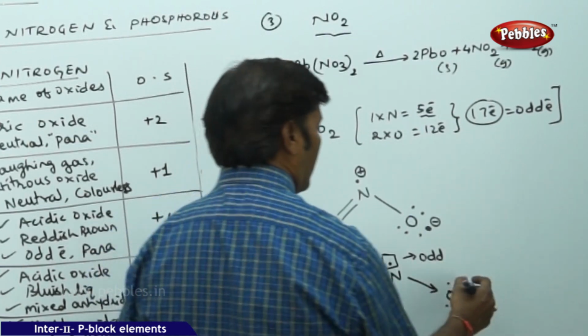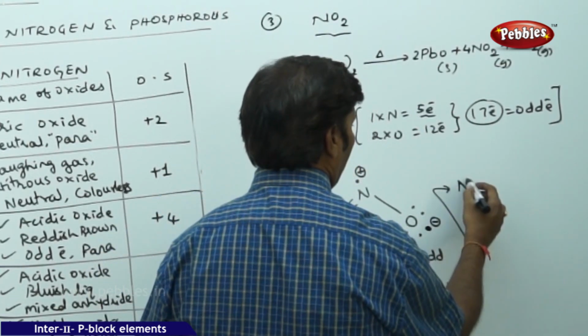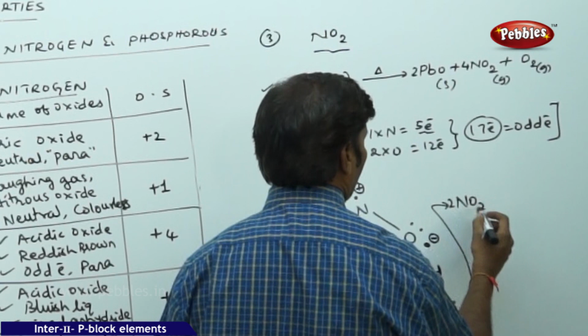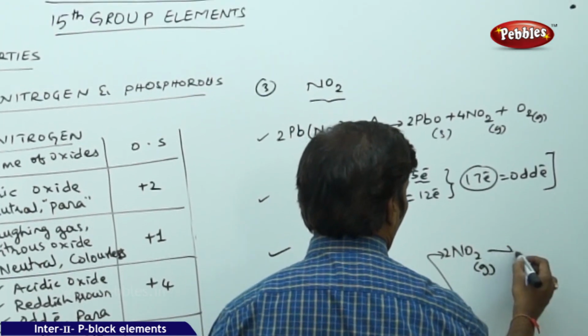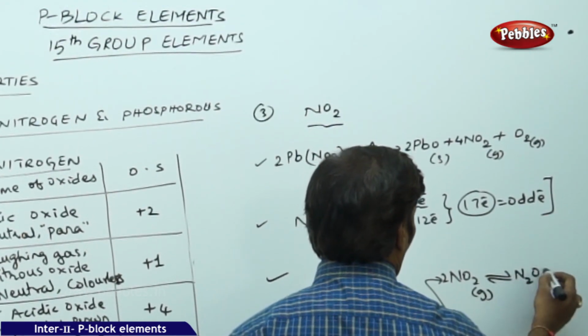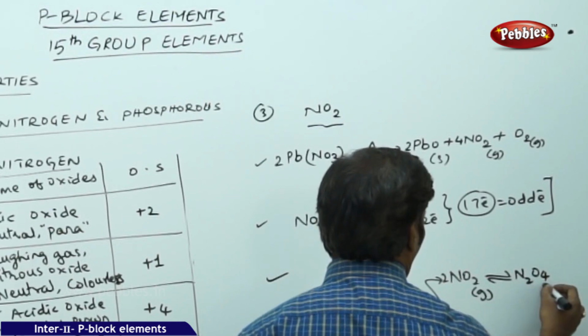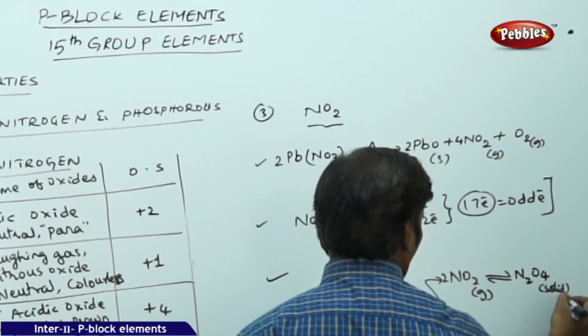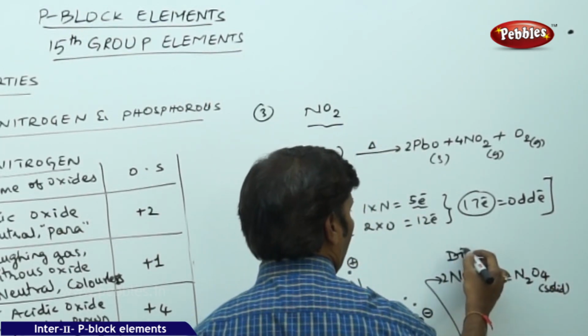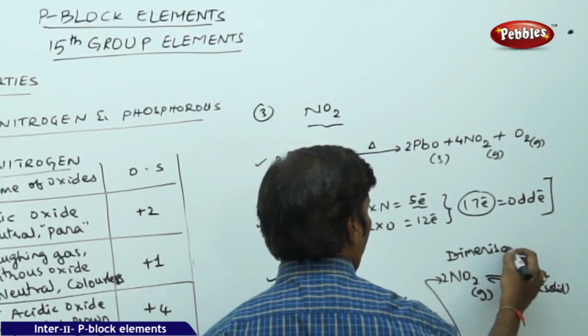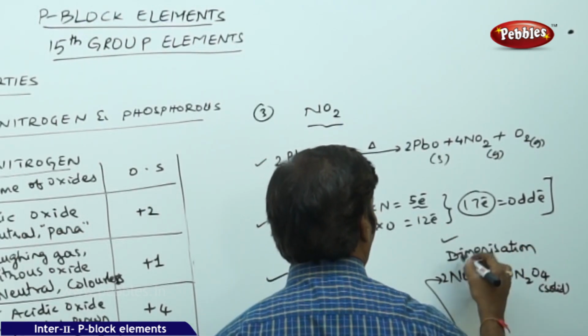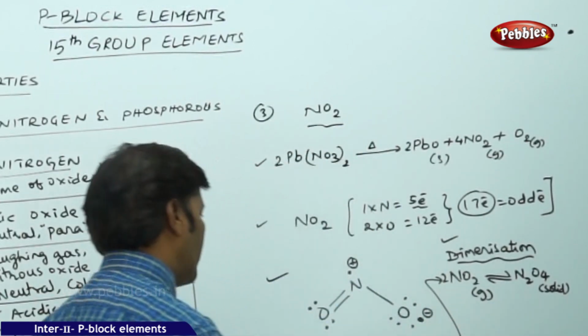Because of this odd electron, nitrogen dioxide immediately undergoes dimerization and forms dinitrogen tetroxide, which is a solid. This is the dimerization which is taking place in the case of nitrogen dioxide.